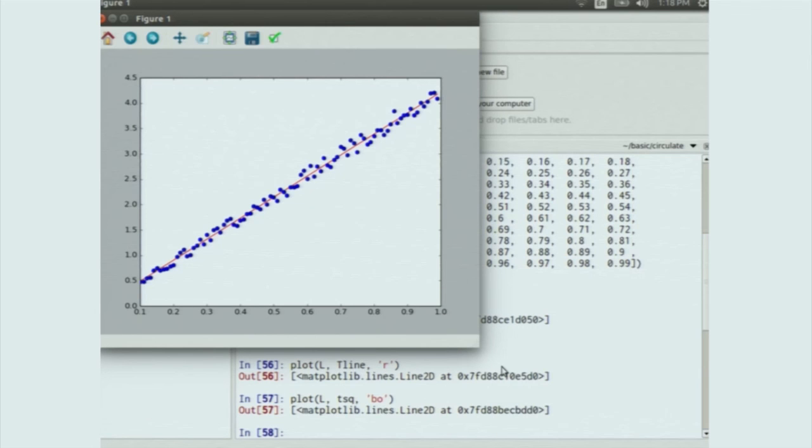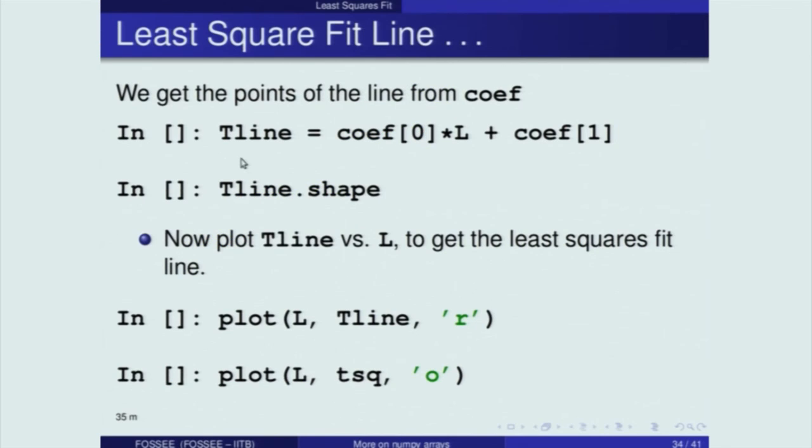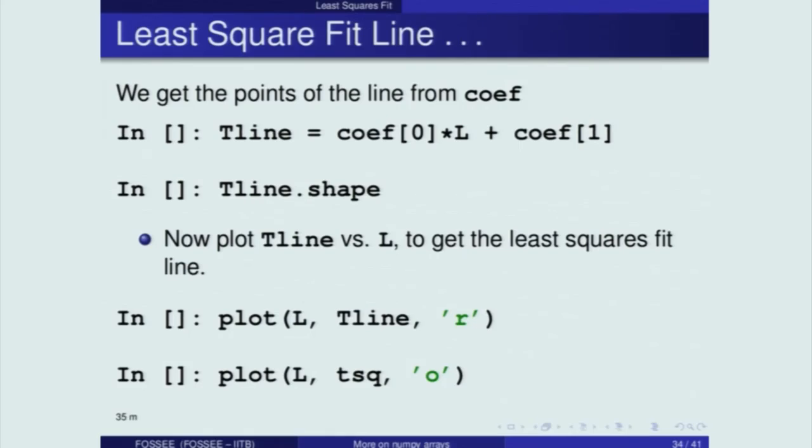Take you back to the slides to show you what we have done. T line is coefficient 0 into L plus coefficient of 1. This essentially gives you all of those points. Now there are many ways you can draw a straight line. In this case, we have drawn it with multiple lines joining each of the points. We could have also done it in a much simpler fashion, but this is an easy way of doing it. And now we just plotted the straight line L comma T line and L comma T squared. So you can see how easy it is to actually do a least squares fit with the tools that we have provided. Thank you very much.